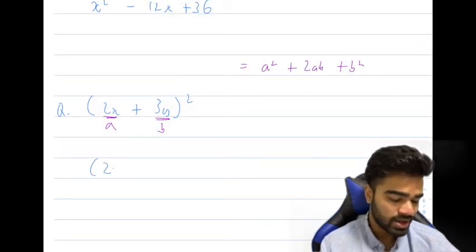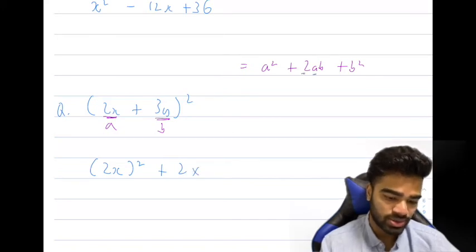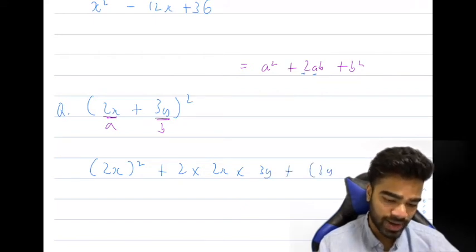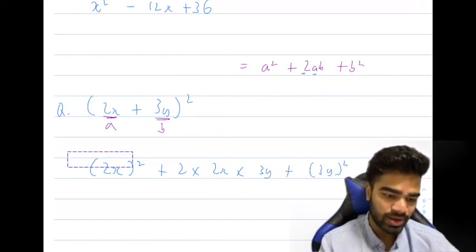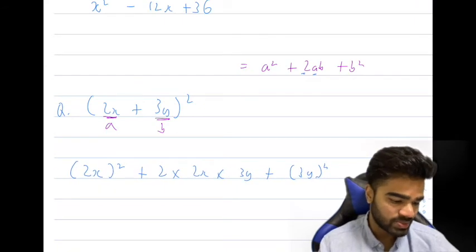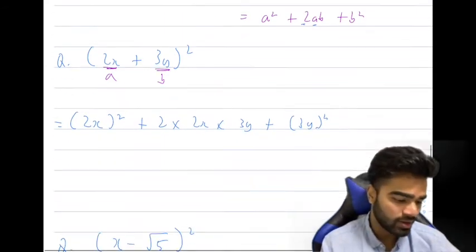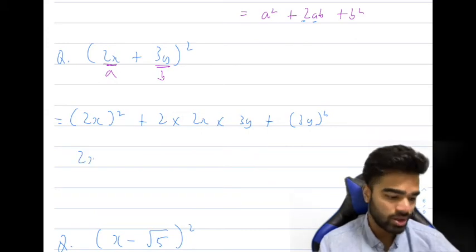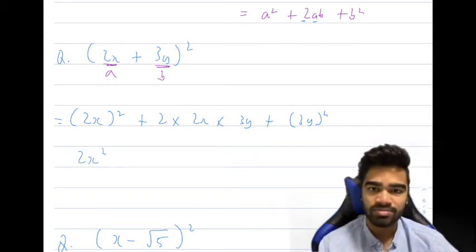So it's the same thing. A squared, 2x squared plus 2 times, so 2 times what's a? 2x times b. What's b? 3y plus b squared. B squared is 3y squared. Okay, so this whole thing is the expanded version. We just got to simplify it now. So what is 2x squared? Well, it's 2x squared. Like that, right?